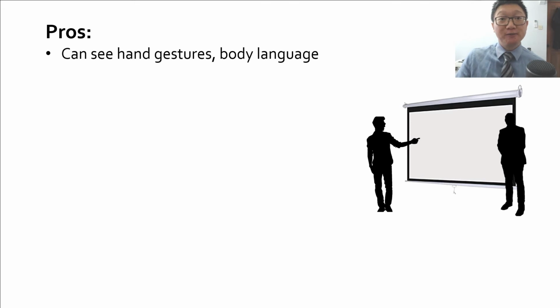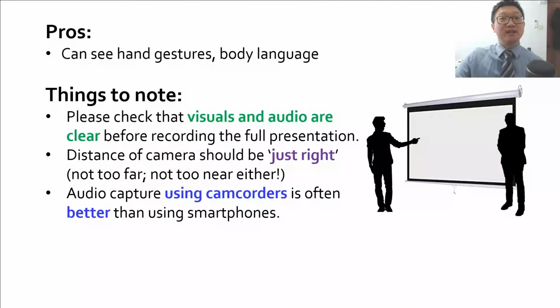Now, as for things to note, before you start presenting, please do a trial to see whether text and diagrams on the screen can be seen clearly and whether the audio is clear. You may need to experiment with the lighting in the room. Also, the recording device should not be too far away from the screen, like what I mentioned before. Otherwise, not only is the screen unclear, the audio volume may also be a bit too low.